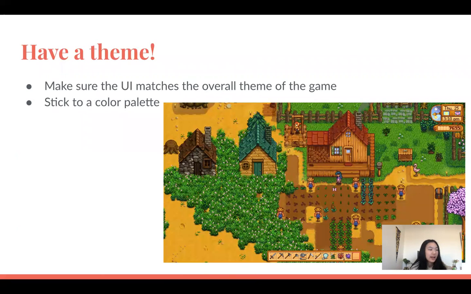Again, we want to have a theme. So making sure that your UI matches the overall theme of your game is really important, and it helps to make the overall vibe very comfortable. And sticking to a color palette is a great way to achieve a cohesive theme. So as we can see here in Stardew Valley, we have some very warm colors that are brown and orangish, and it gives you a very warm aesthetic vibe.